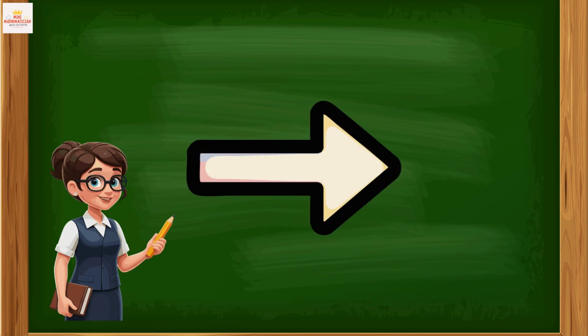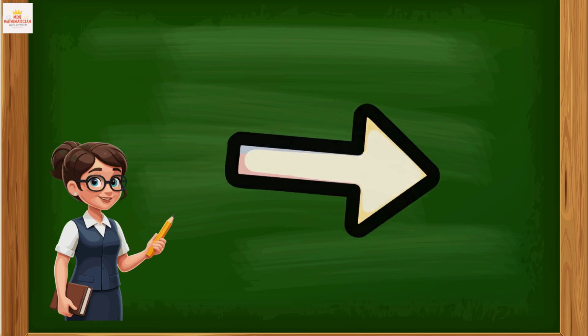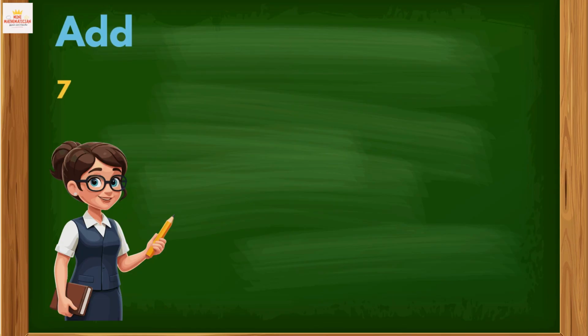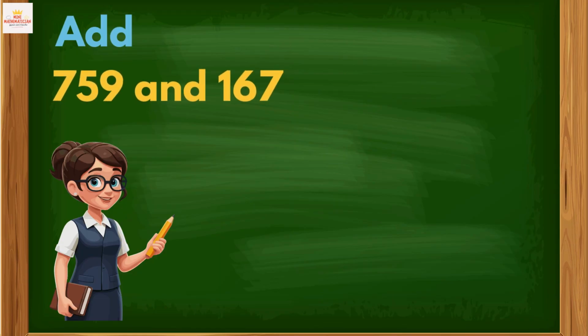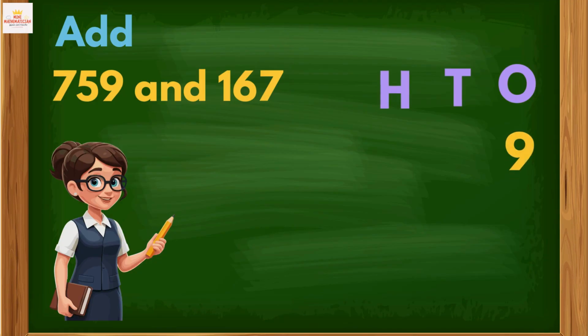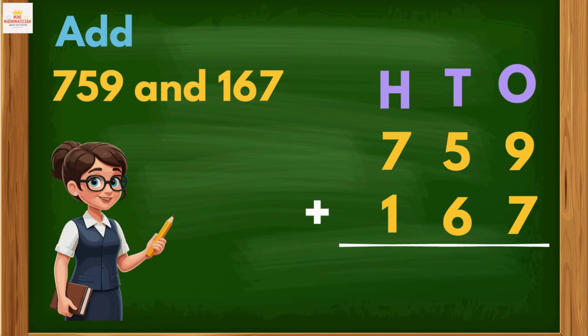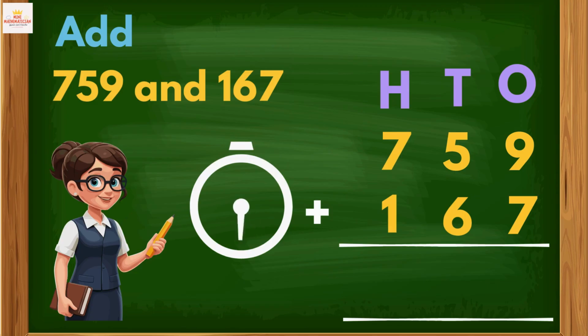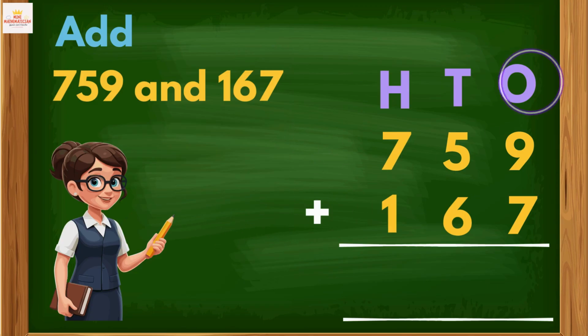Now move to the second question. Add 759 and 167. Tell me kids, what is the first step? Very good. Add the ones. What are the numbers in the ones place?